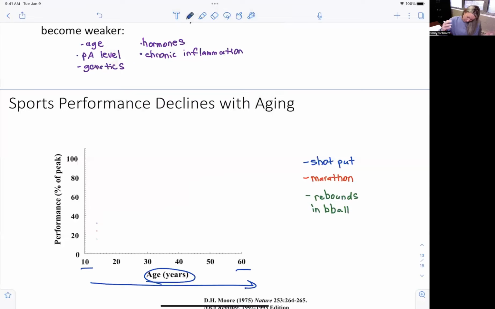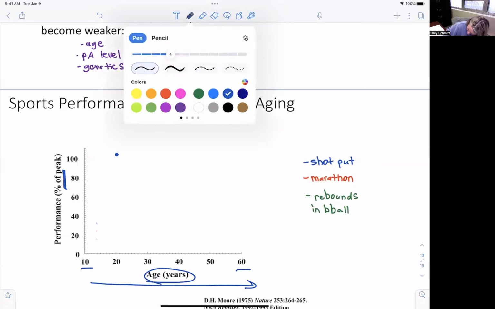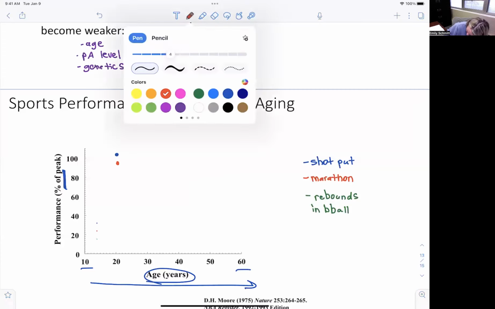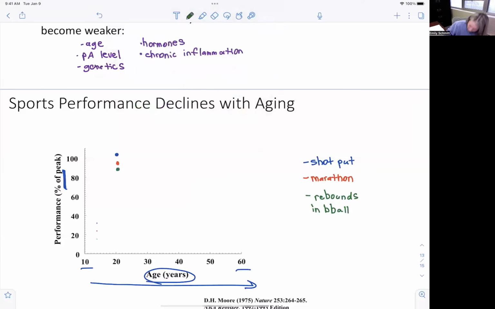And then we have performance, peak of performance. So the two concepts we're kind of connecting here are age and peak of sports performance. And then I'm going to give examples of the shot put, the marathon, and rebounds. So let's go ahead and start at 20 here. So let's do a shot put. Let's start at 20. Let's start our marathon here as well. And then let's do our rebounds. So those are kind of all on the same playing field.